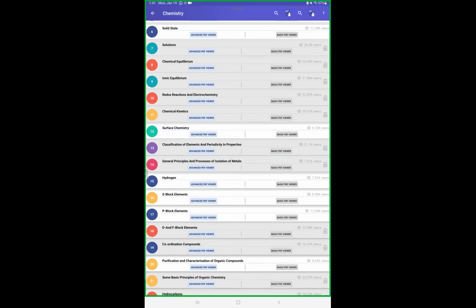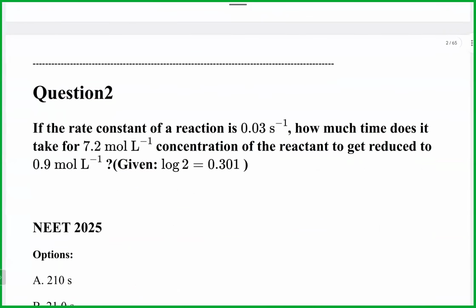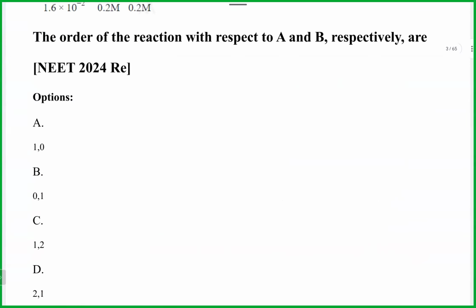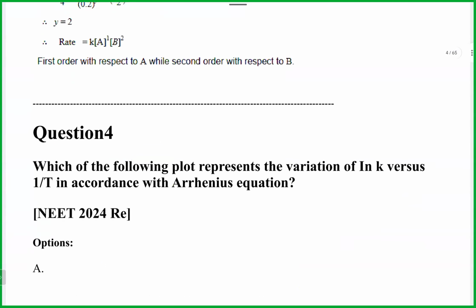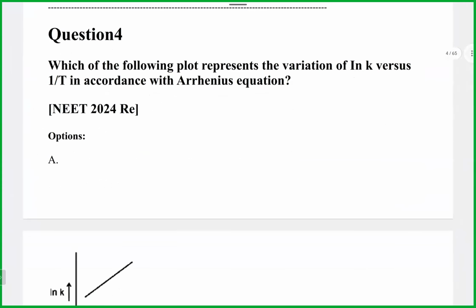So next is your chemical kinetics. We did this. Yes, you have the graph.